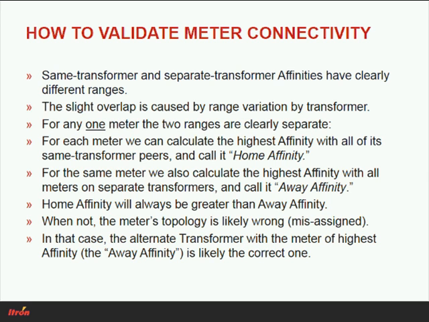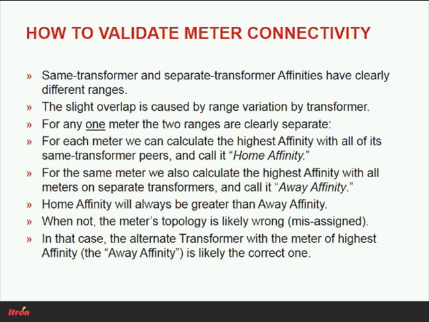so it's 8 numbers. Take the highest of that, then do the same thing for all meters that are not on the same transformer, which will be a lot more than 8. It might be a few hundred that are within a reasonable distance. And again, take the highest affinity there and call that away affinity. So you have 2 numbers for each meter, a home affinity and an away affinity.